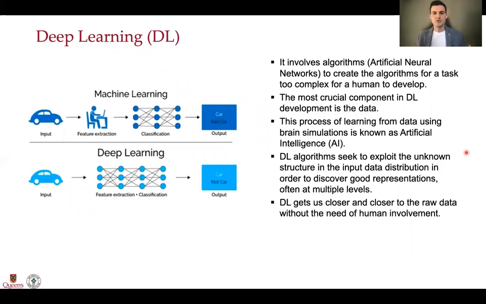So the most crucial component of deep learning is the data. Deep learning is the process of learning from data using brain simulations, and is known as artificial intelligence. Deep learning algorithms seek to exploit the unknown structure in the input data distribution in order to discover good representations, which often happens at multiple levels. As such, deep learning gets us closer and closer to the raw data without the need of human involvement.